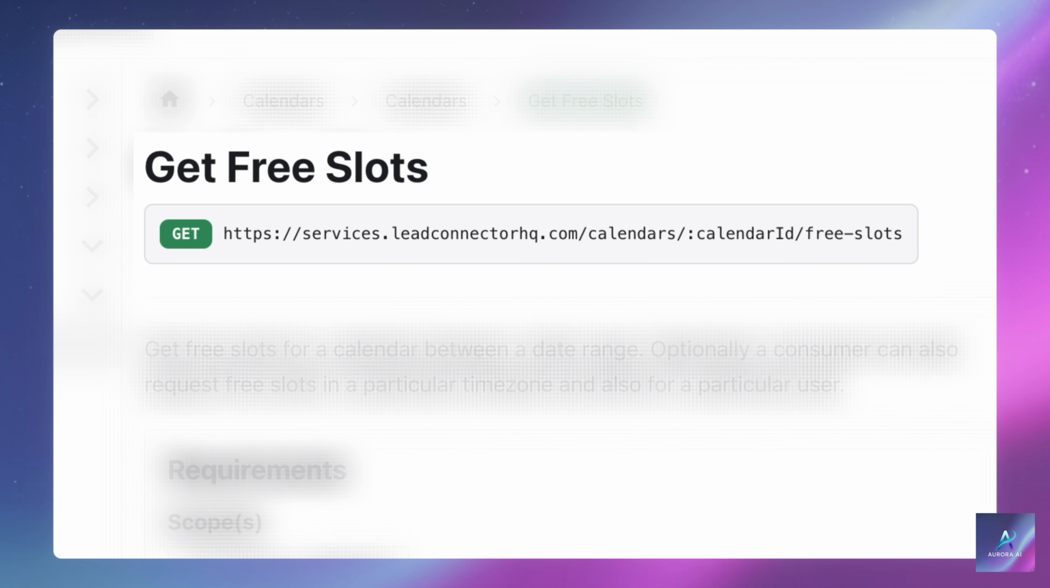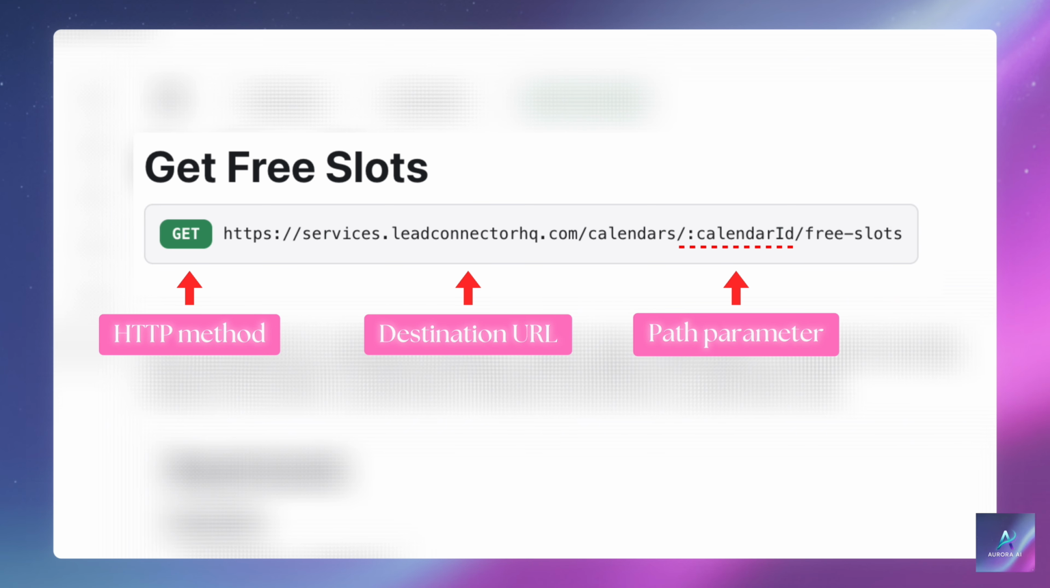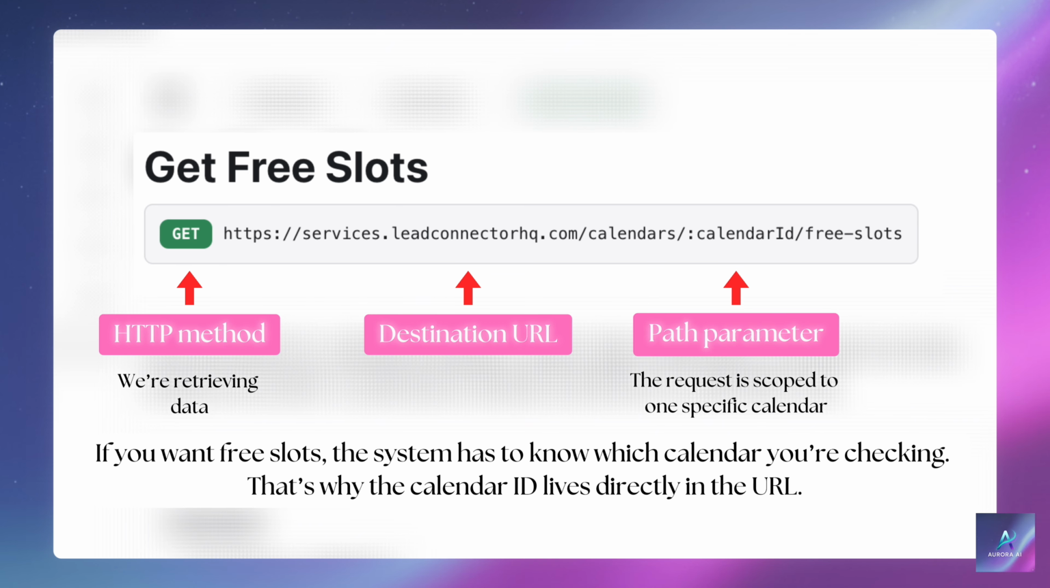At the top, you're given two core pieces of information: the HTTP method, which is GET, and the destination URL. That destination URL includes the calendar ID, which is a path parameter, and it's required. This tells us a few important things right away. We're retrieving data, not creating anything. The request is scoped to one specific calendar. The calendar ID must be provided or the request can't work. That leads us to an important point. If you want free slots, the system has to know which calendar you're checking. That's why the calendar ID lives directly in the URL.